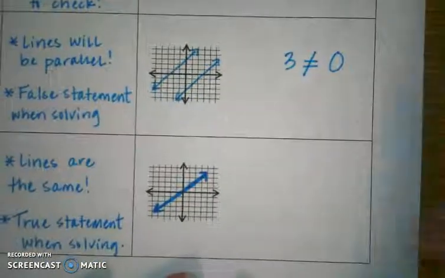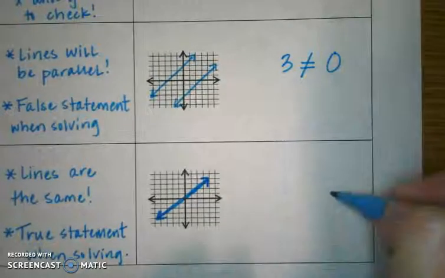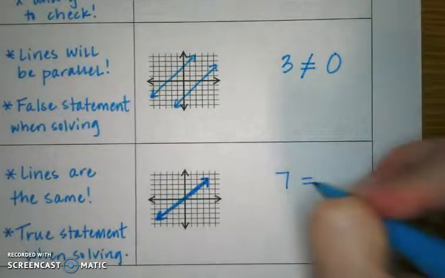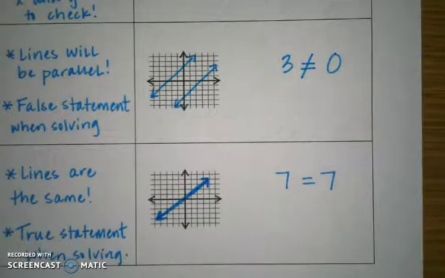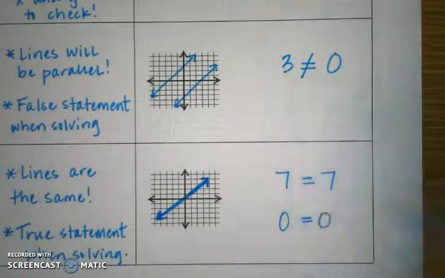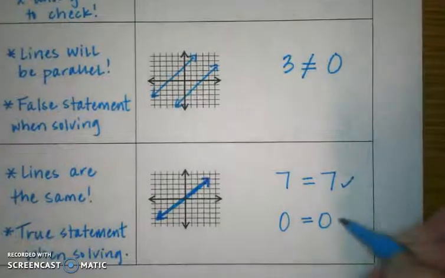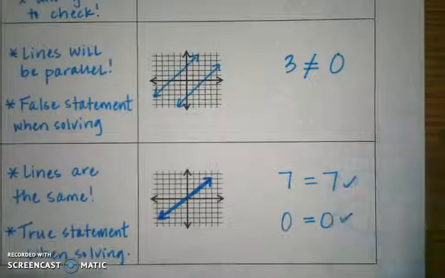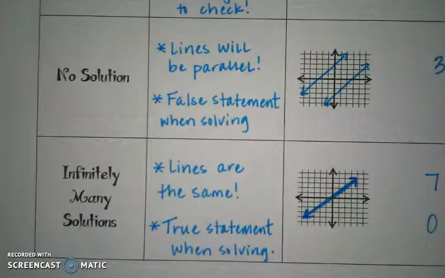So just to show you what that might look like, let's say you're going through and you're working out the problem and you end up with 7 equals 7. Or let's say you're working out the problem, and you end up with 0 equals 0. Well, both of those are true. So if you get something like this, then you know it's a problem that has an infinite number of solutions.